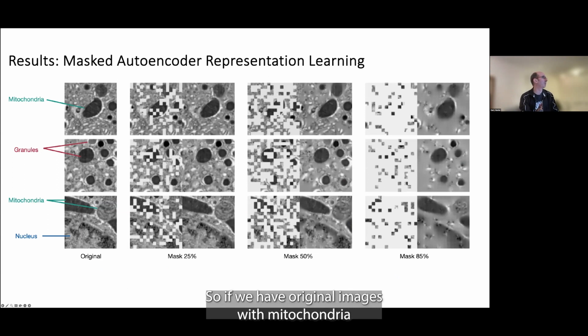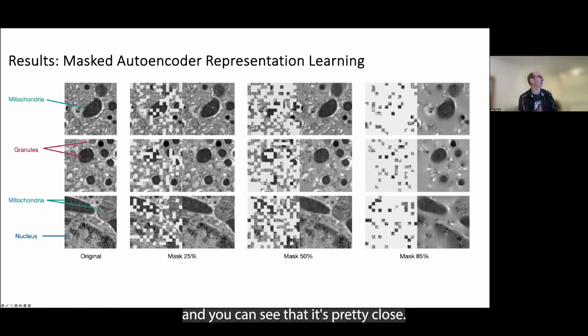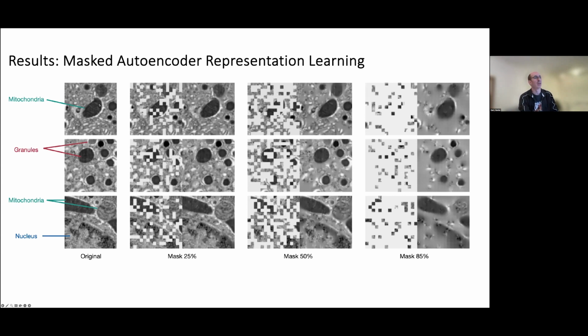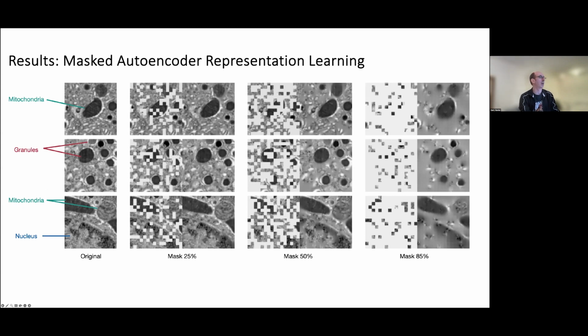So if we have original images with mitochondria and different types of cellular structures, and we mask 25% of the image randomly, and we ask it to reconstruct, here's the reconstruction, here's the original image, and you can see that's pretty close. If we remove 50%, it still gets some of the image, and even up to 80% masking, there's a blurry version of it, but you can see that it's still capturing major features. So these autoencoders are pretty good at automatically learning how to reconstruct the original data.